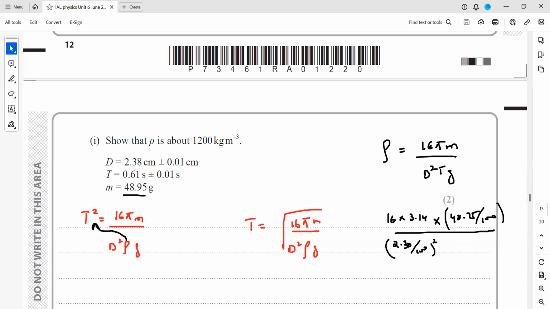Then T, which was the time period, 0.61. It's already in seconds, so we don't have to convert the unit. And the gravity is 9.8. So when you solve this, you will get the value for the density, which is about 1190 kilogram per meter cube, which is approximately 1200.